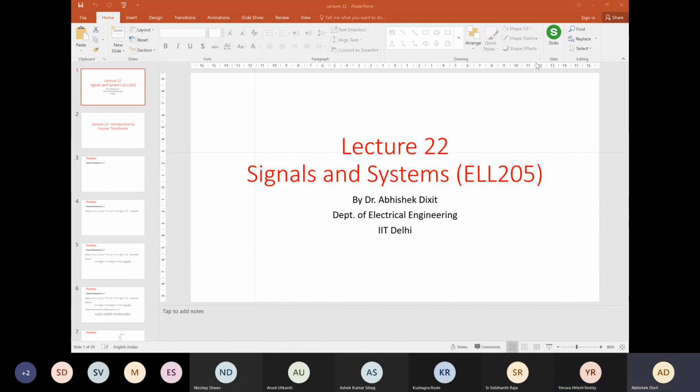So A_k T will not change. That means its y-axis will not change. A_k T was on the y-axis, right? So what would happen is simply the lines will become closer because of T increasing. So let me show the graph again if you wish. Let me pull up that slide.